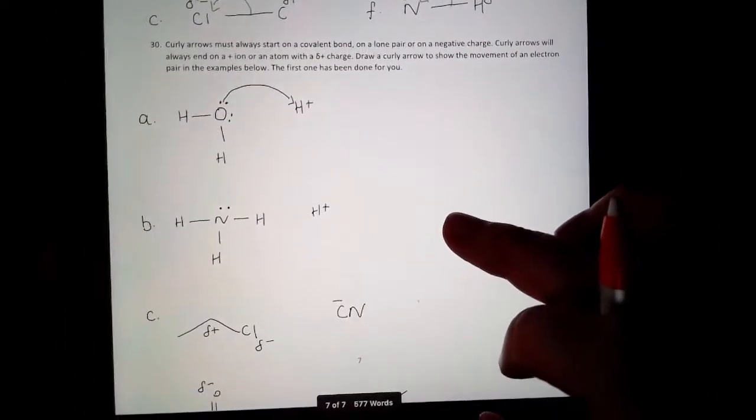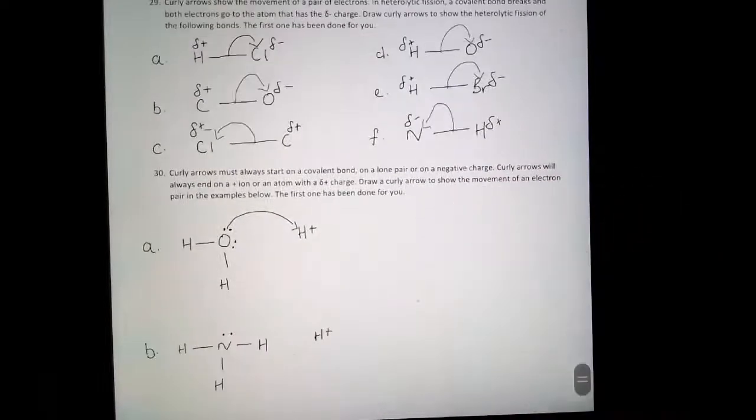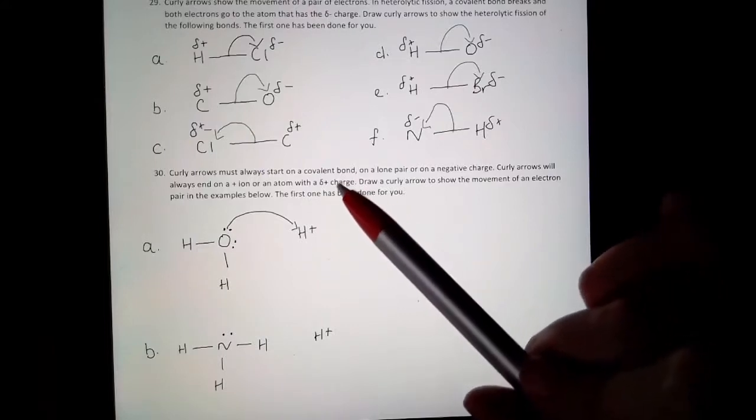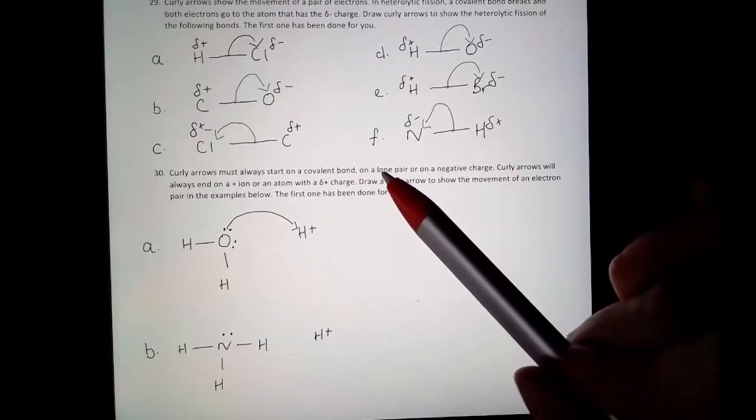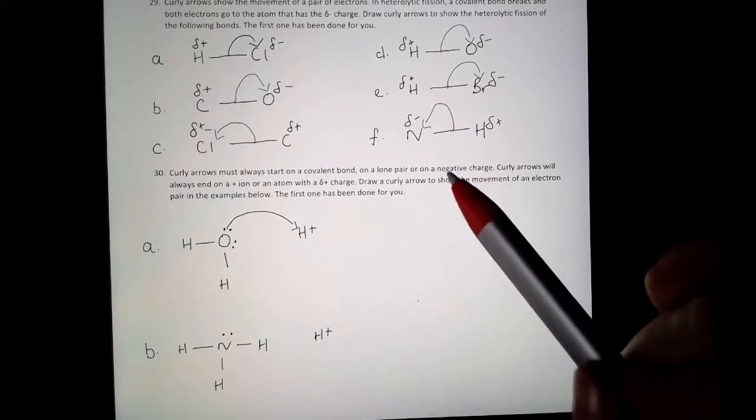Last bit, curly arrows must always start either on a covalent bond, which is what we did up here, or on a lone pair or on a negative charge. Remember, curly arrows is the movement of a pair of electrons. They have to start on a pair of electrons. So a covalent bond is a pair of electrons, a lone pair is a pair of electrons, a negative charge represents a pair of electrons. So you're going to start on one of those 3 places.